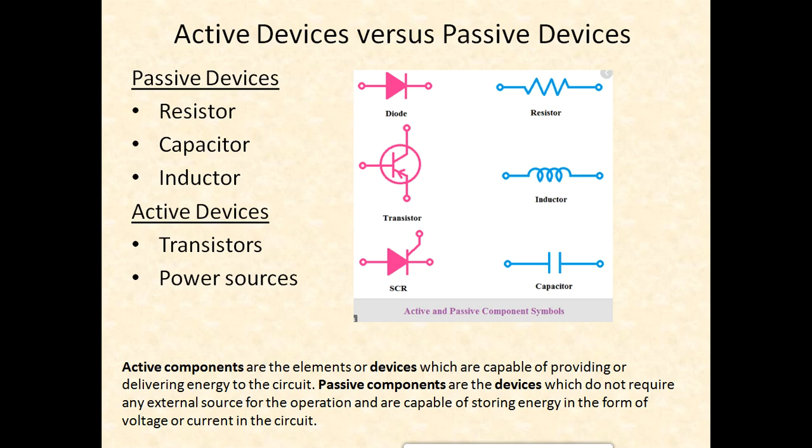Whereas active devices like diode, it can perform rectification. A transistor can perform amplification. So these are all active components which really provide energy to the circuit in which they are present.